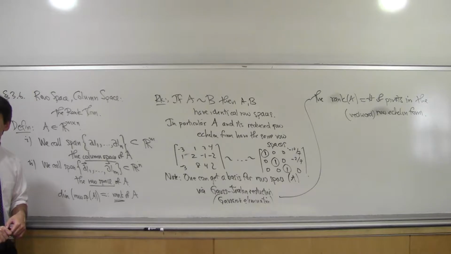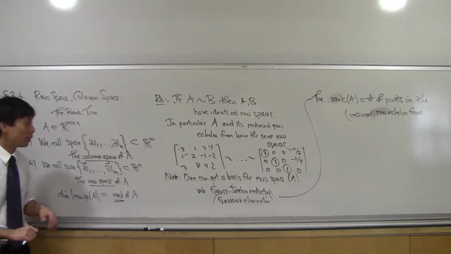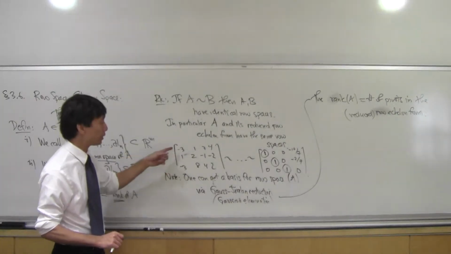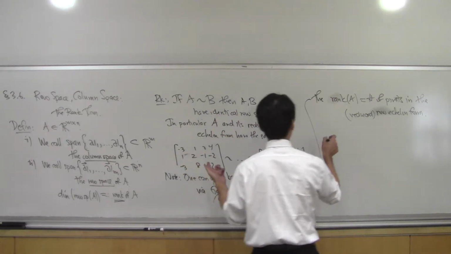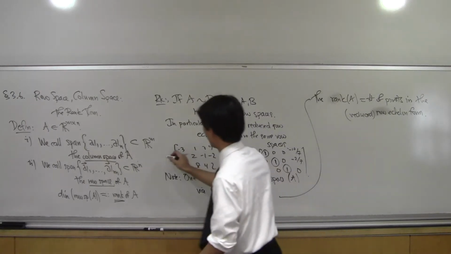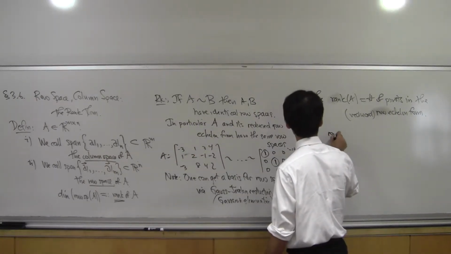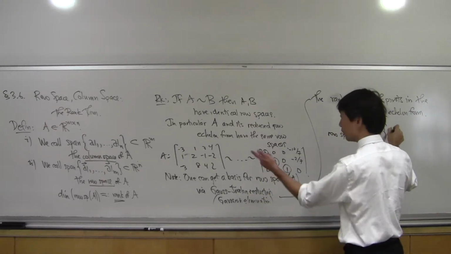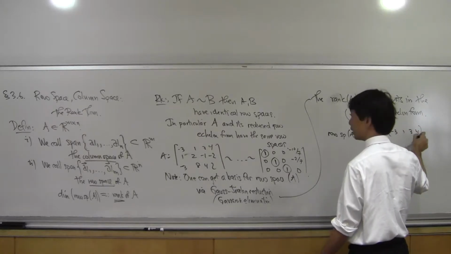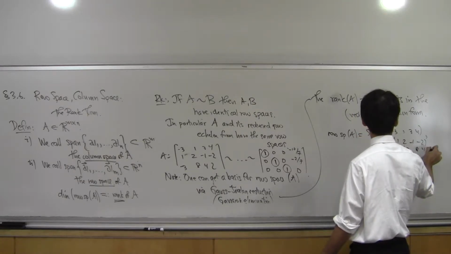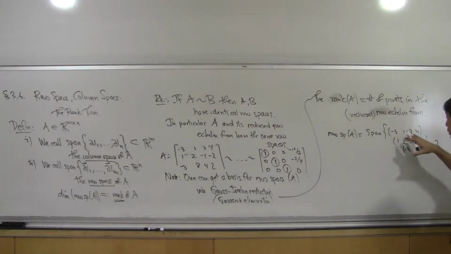Or can you just go over what row space means? Row space is just the span of these 3 vectors. You have some matrix, call it A. The row space of A is just the span of the 3 rows: -1, 3, 4, 1, 2, -1, -2, -3, 8, 4, 2. It's just the span of these 3 guys in the 4-dimensional space.